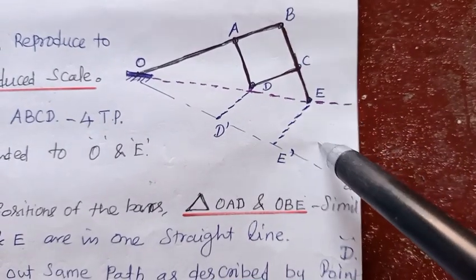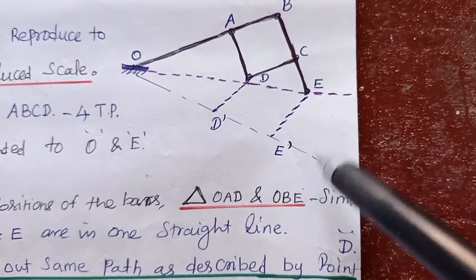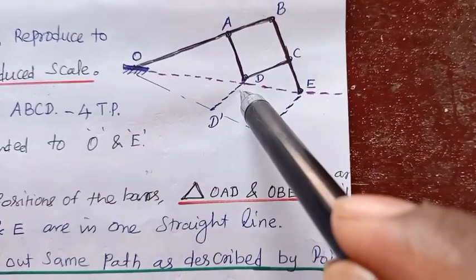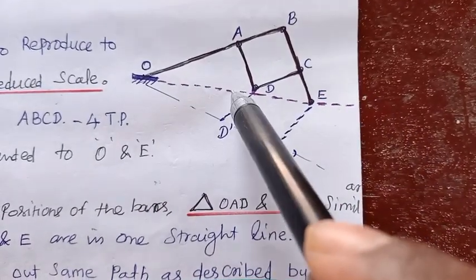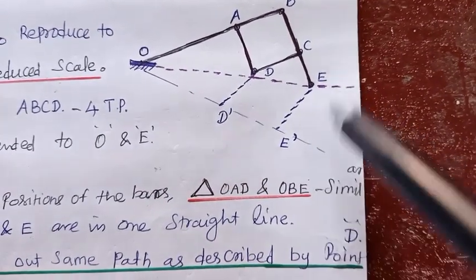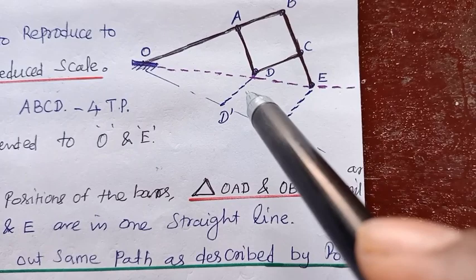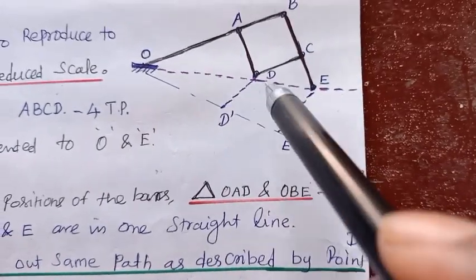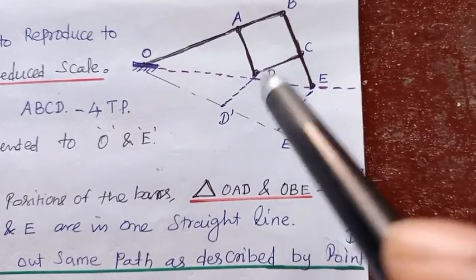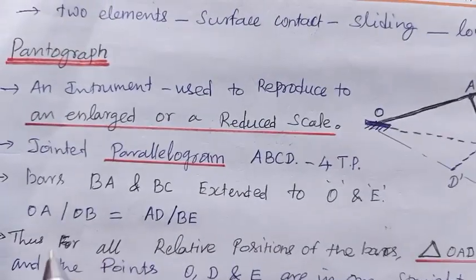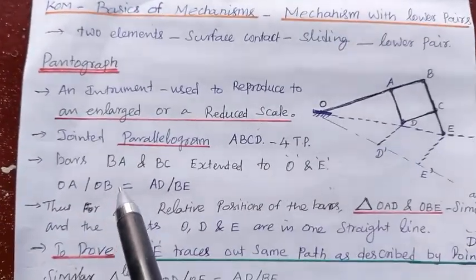So what is the idea behind what we have to prove? The point E always traces a straight line path which is parallel to that of D. That is, D and E always move along a straight line, or otherwise E traces a straight line path along with D. This is what we want to prove. So we go for that.